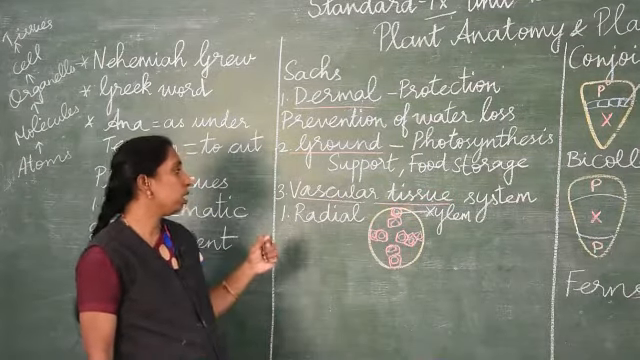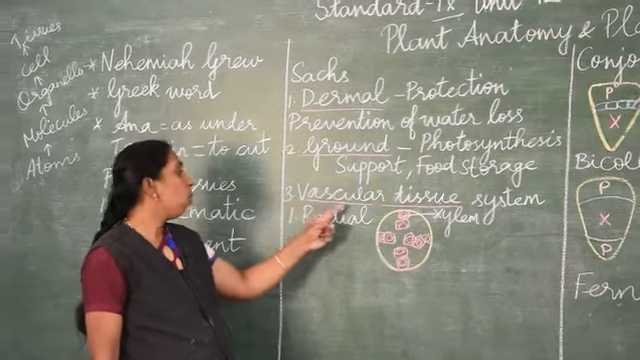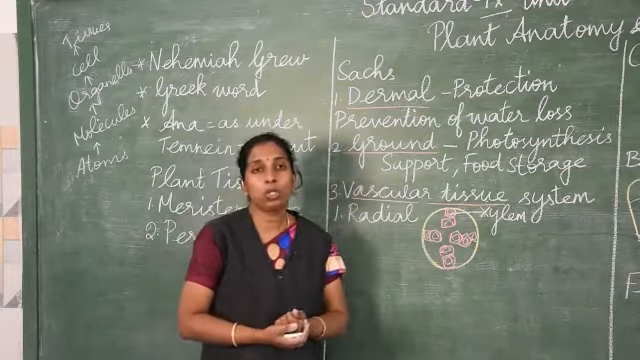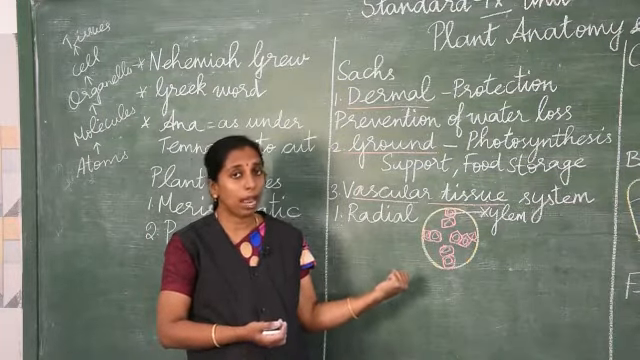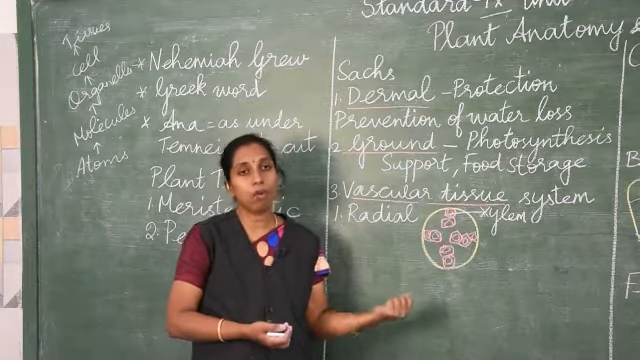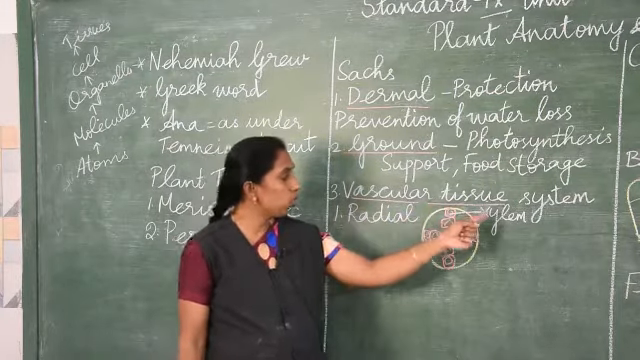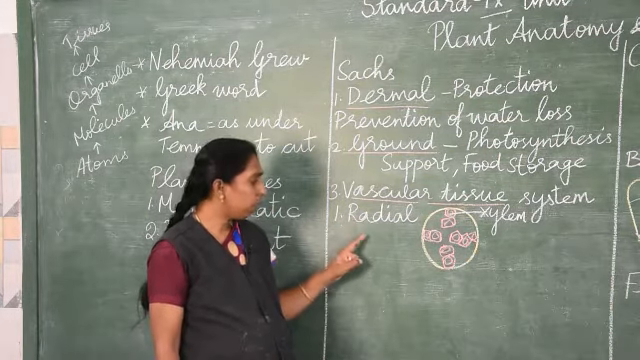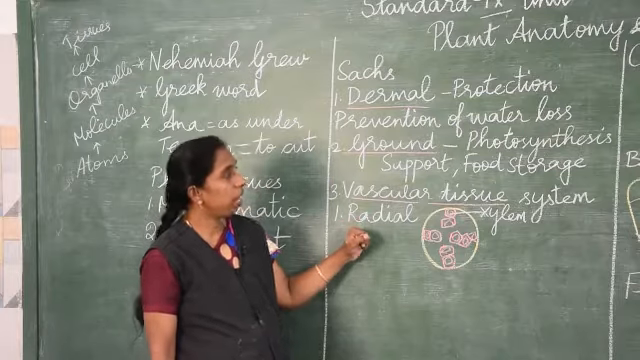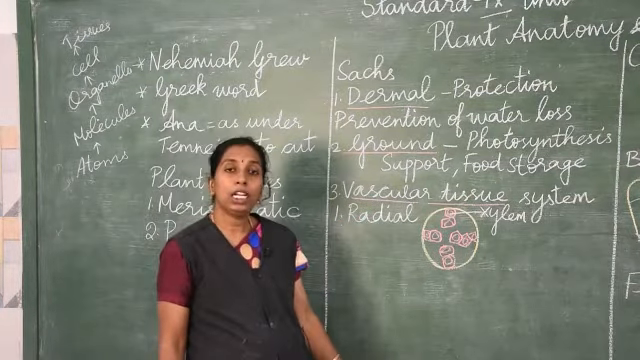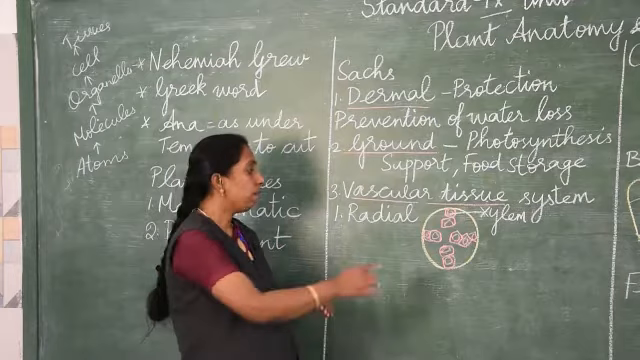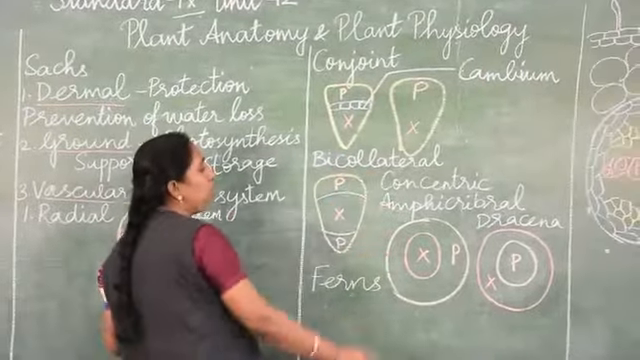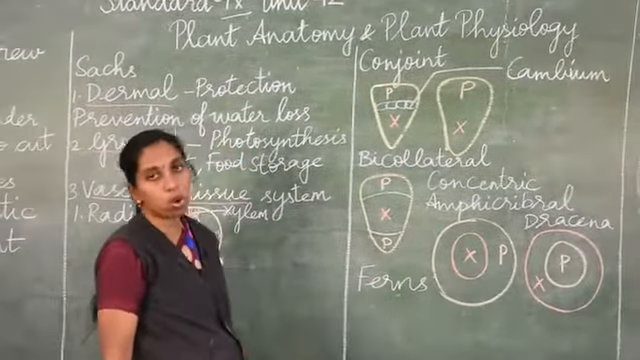Now the third type of system is the vascular tissue system. This vascular tissue system is very important. It can be a question, it can be asked under 4 marks. This vascular tissue system can be of different types. First one is radial, second one is conjoint, third one is bicollateral, and fourth one is concentric.